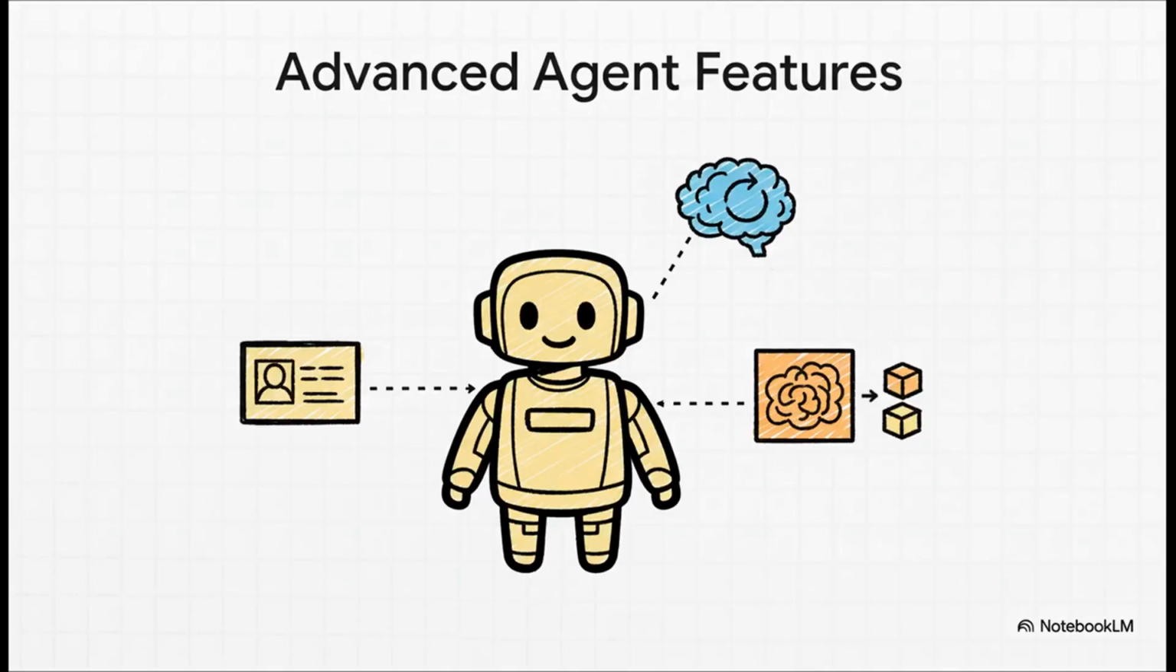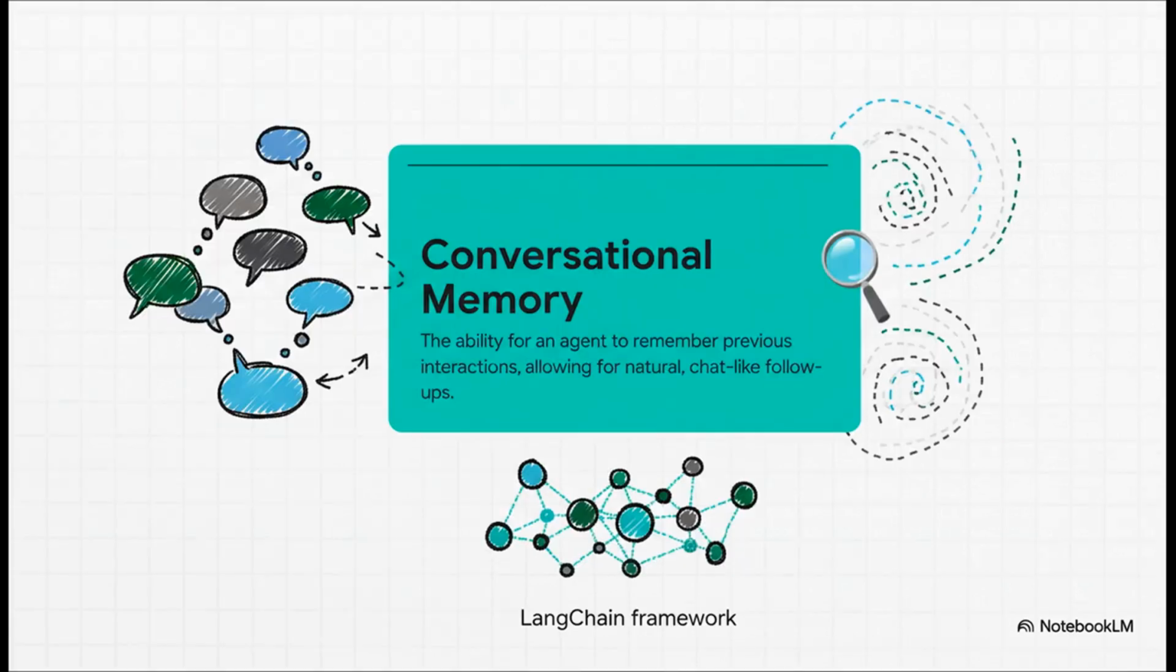So, what other pro features do we need? Well, to make our agent more aware, we can give it what's called runtime context, maybe a user ID. To make it more reliable, we can force it to return structured data instead of just plain text. And to make it smarter over time, we can give it memory. Oh man, memory is an absolute game changer. It is the difference between a tool that just answers one-off questions and a true conversational partner.